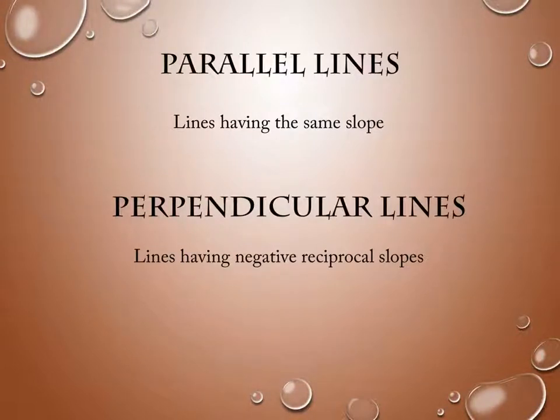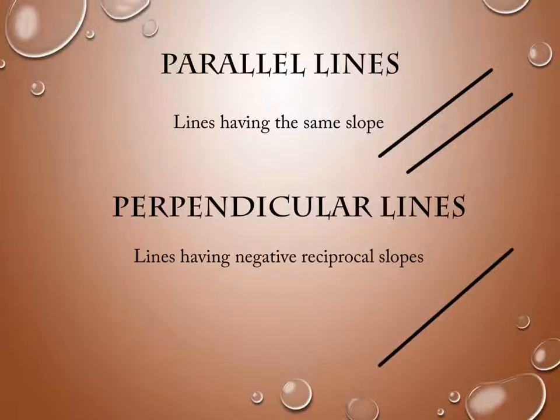Parallel lines are lines that have the same slope, and if you think about how we draw them, it should make sense. Right? They're the same steepness. They're the same direction. So their slopes are the same. Perpendicular lines have slopes that are negative reciprocals. So if you have one that's a positive slope, you're also going to have one that's a negative slope for them to be perpendicular.